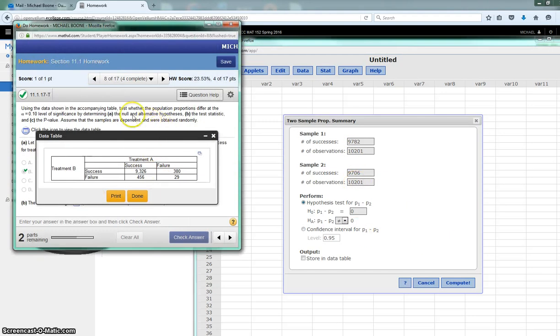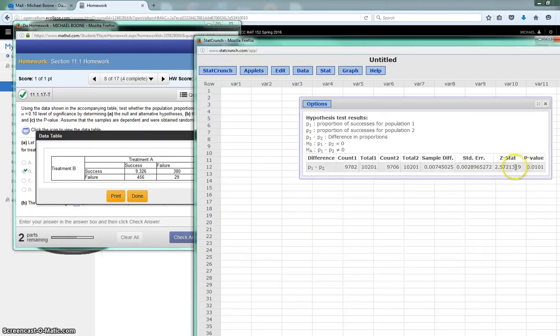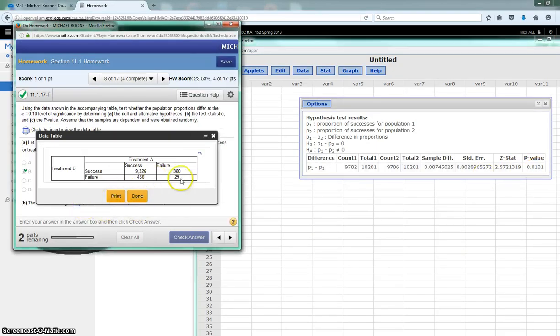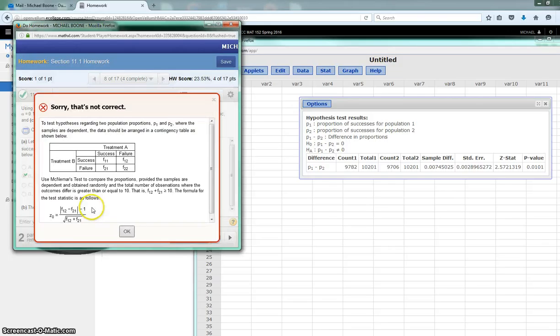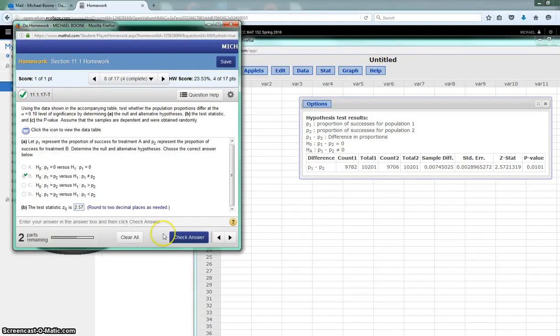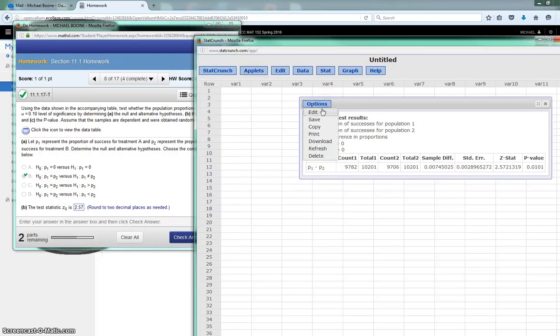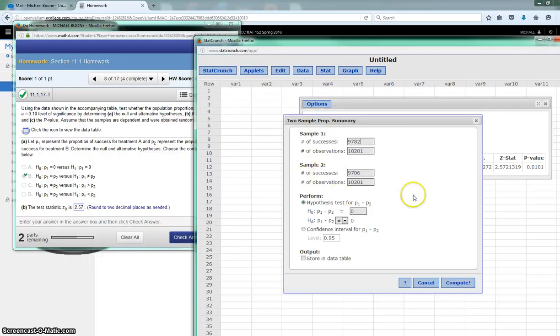And so now this will let us figure out our test statistic and our p-value. So our test statistic is 2.57 and our p-value, oh, not correct. And not equal to.